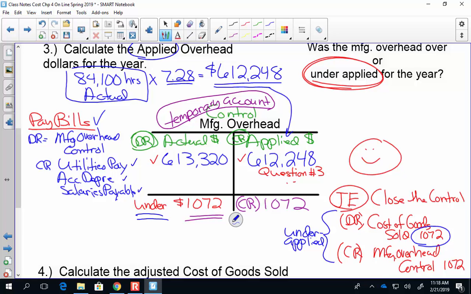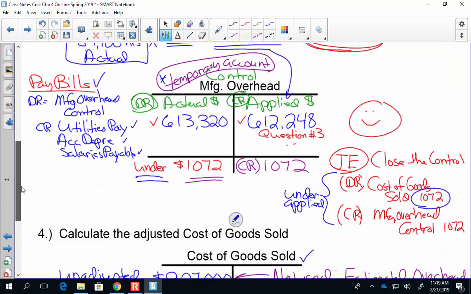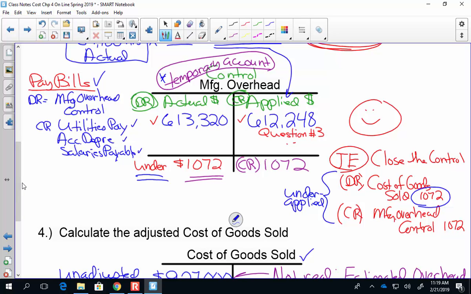At the end of the year, step 3, reconciling. I have to get rid of this temporary account called control, because you don't see manufacturing control on an income statement or a balance sheet. So we got to get rid of it. It's kind of like that income summary that we learned about in accounting 1 and 2. So we close it to which account? Well, if I got a $1,072 debit balance, how do I get rid of it? I put a credit entry in to get rid of it, and that's shown here. I'm crediting the manufacturing control, and what am I debiting?